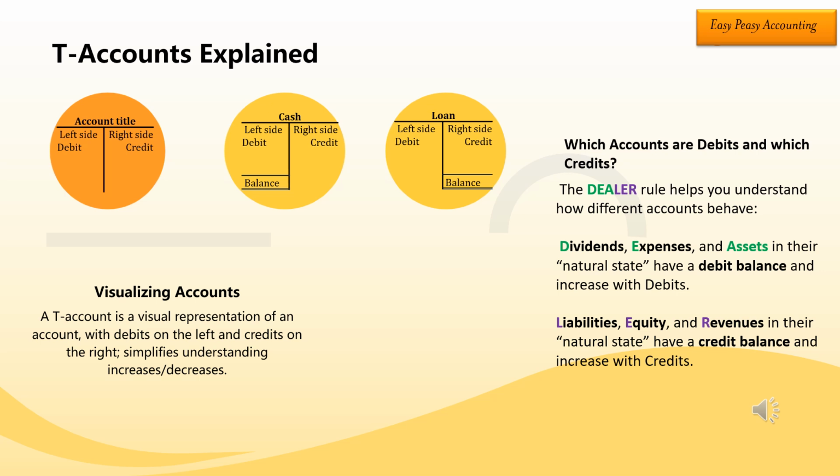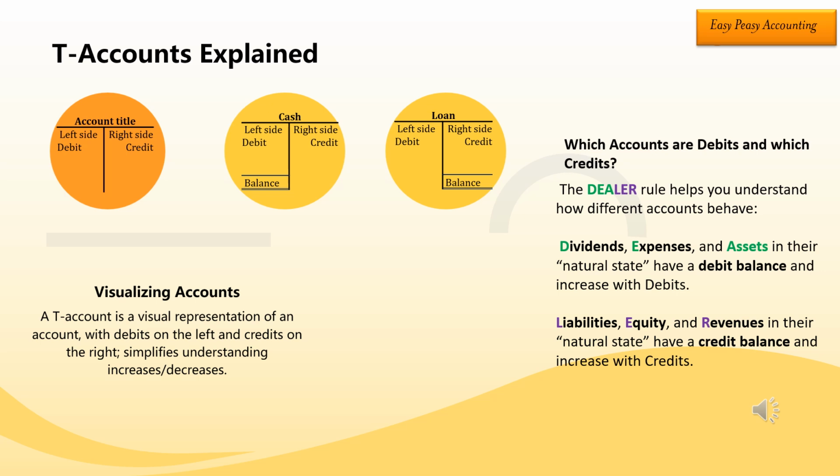Which accounts are debits and which credits? The dealer rule helps you understand how different accounts behave. Dividends, expenses, and assets in their natural state have a debit balance and increase with debits. Liabilities, equity, and revenues in their natural state have a credit balance and increase with credits.